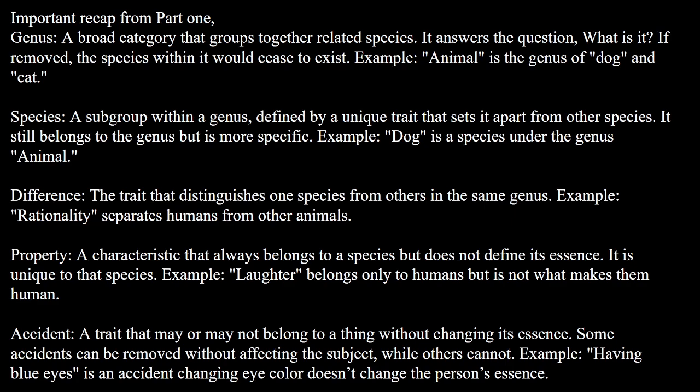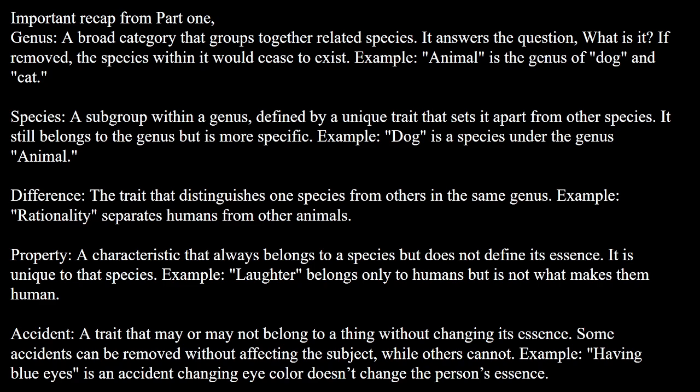Genus means a broad category that groups together related species. It answers the question, what is it? And if it is removed, then the species within it would cease to exist. For example, animal is the genus of dog and cat, and also human, right?